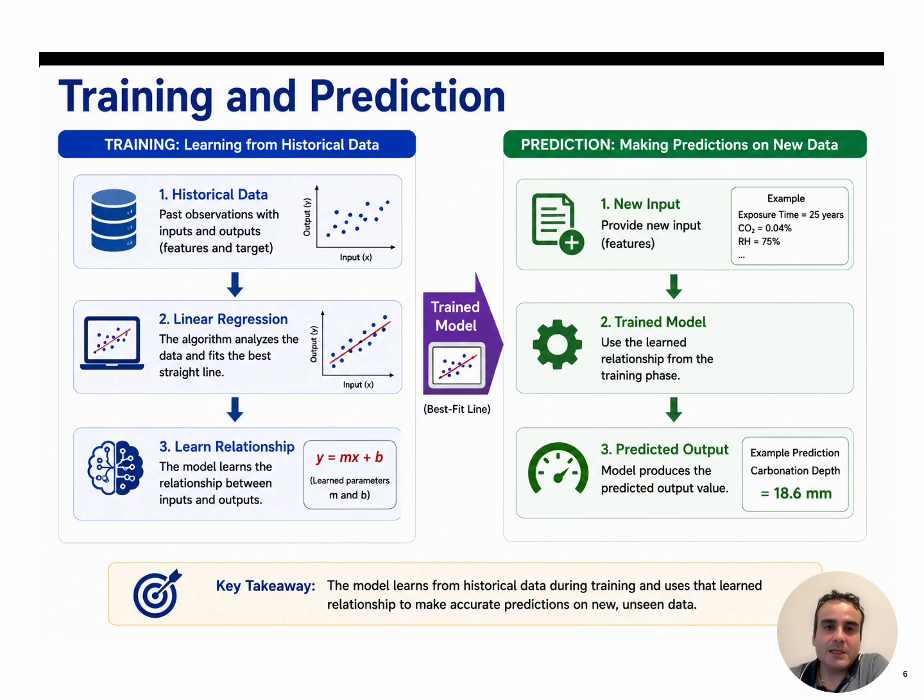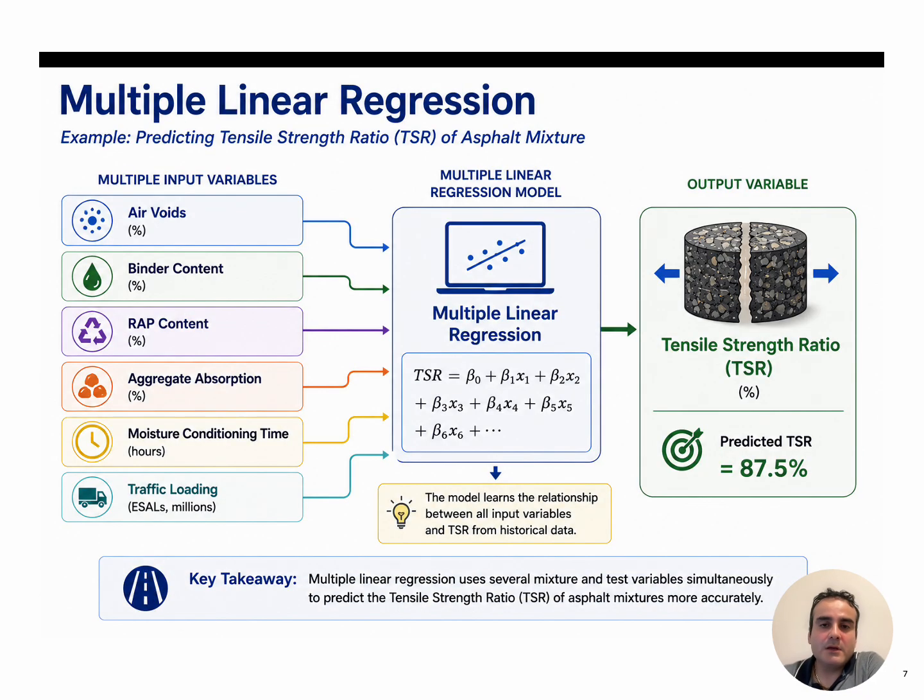Once trained, the model can be used for prediction. For example, if a new pavement or material system has an exposure time of 25 years, the trained model can estimate the expected carbonation depths. This is the basic machine learning workflow. Learn from historical data, develop the model, then predict new cases.